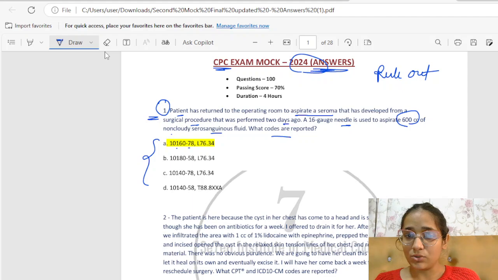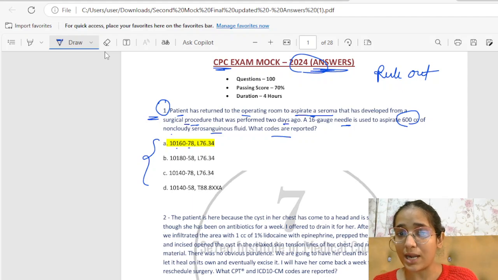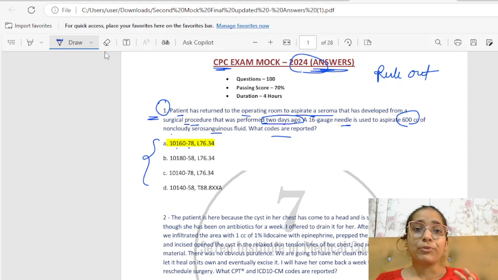So again, return to the operating room, seroma that has developed from the surgical procedure. The seroma developed due to the surgical procedure that was performed 2 days ago, so this is in the global period. Let's try to find out the code first, then we will go through any exceptions.